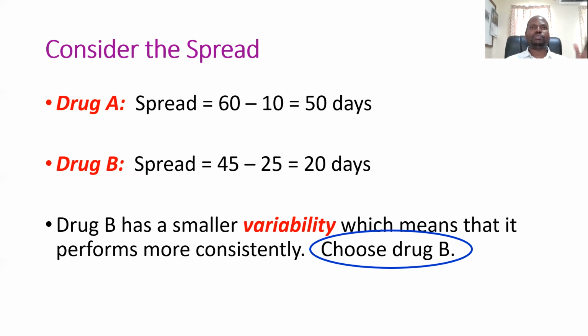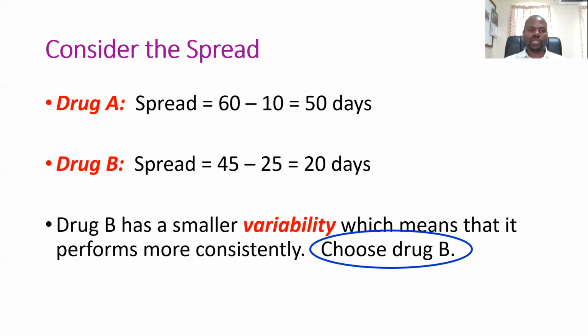Because the days are spread between the lowest and the maximum, and the spread is not too huge, it's not as worrisome as in drug A, because in drug A, the likelihood that somebody can go up to 60 is also there. But in drug B, the chances that somebody can go beyond 45 days is a little bit narrow. So we have 20 days here.